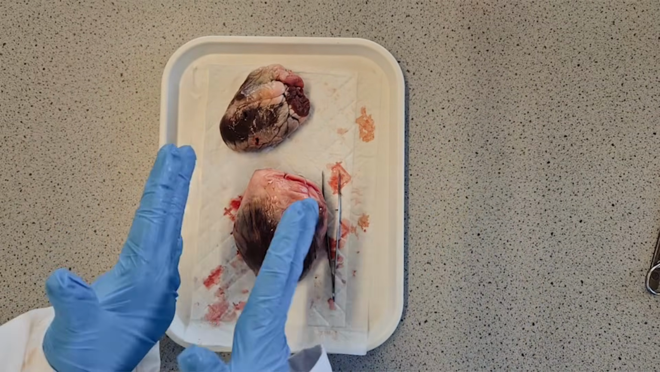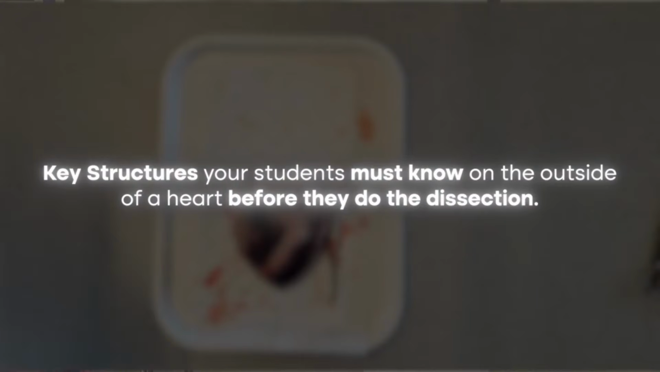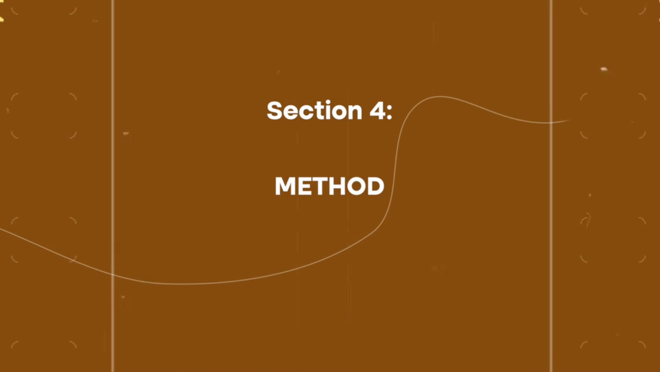So that's the outside of the heart. Here are the key structures your students must know on the outside of a heart before they do the dissection. I'm about to dissect this sheep heart.